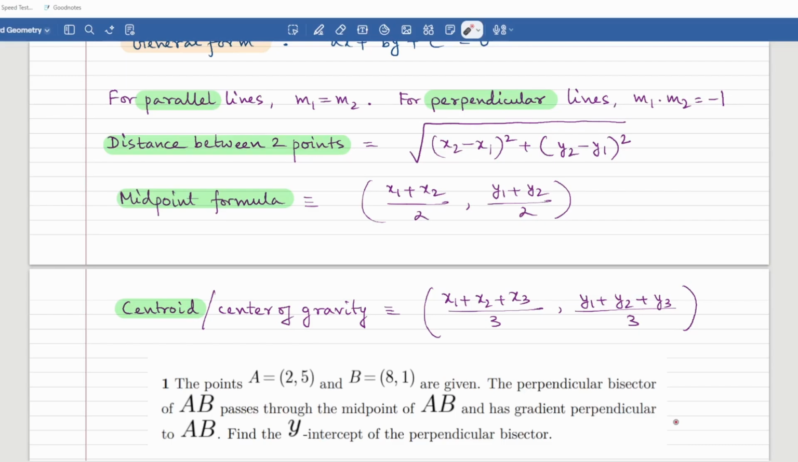Alright, I hope you have solved it. What does the question say? The points A (2,5) and B (8,1) are given. The perpendicular bisector of AB passes through the midpoint of AB. Yeah, that's common sense, right? And has the gradient perpendicular to AB. Find the y-intercept of the perpendicular bisector.